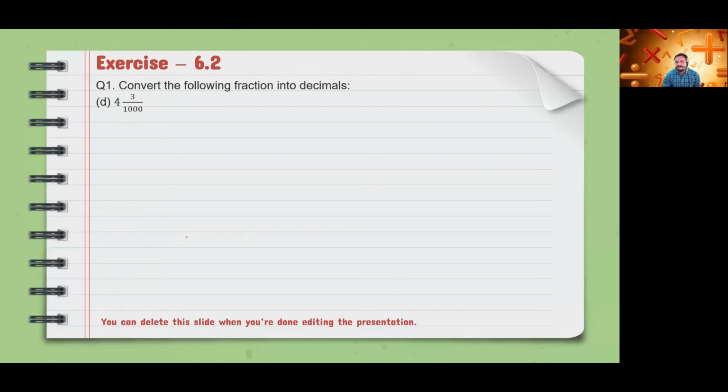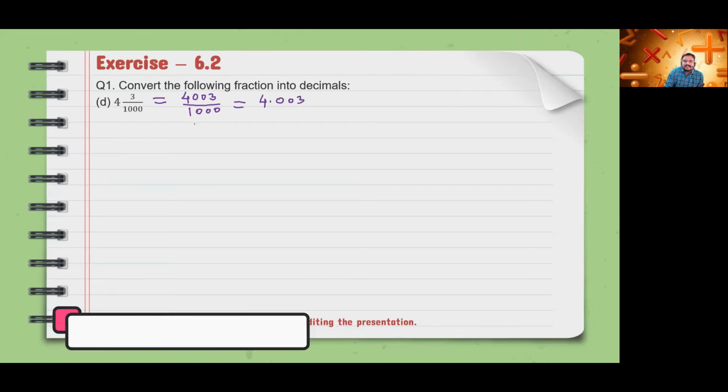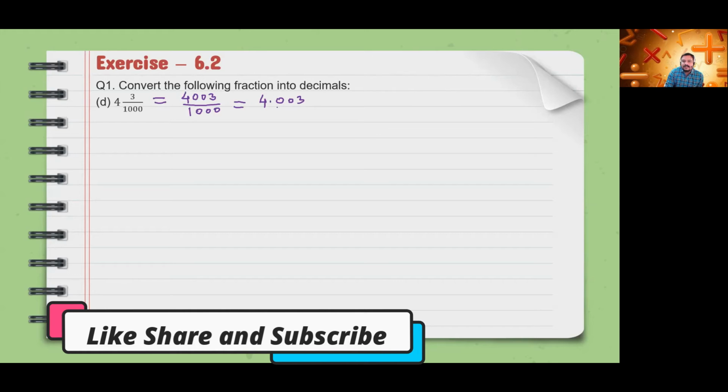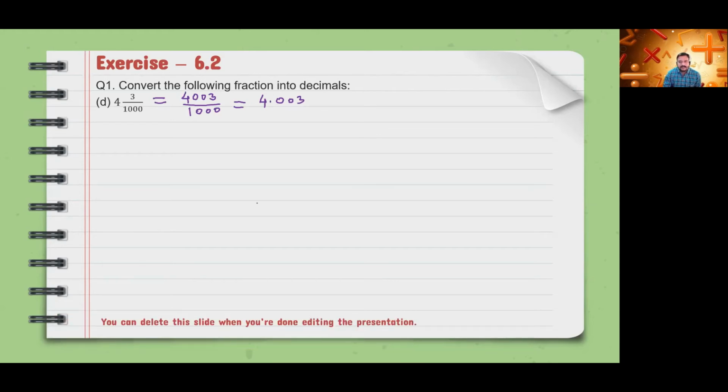Carry on. Convert the following fraction into decimals. D, 4 3 by 1000. Sir, first we will convert it into improper fraction. 1000 into 4 plus 3 means 4003 upon 1000. So what will come now? 4.003. As there are 3 zeros in the denominator, after the decimal point, 3 digits should come.